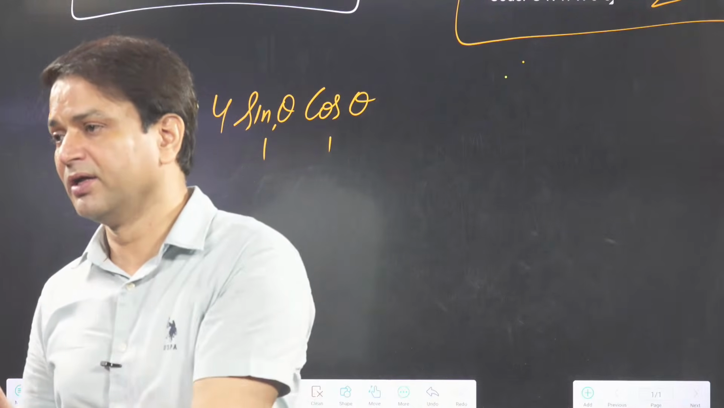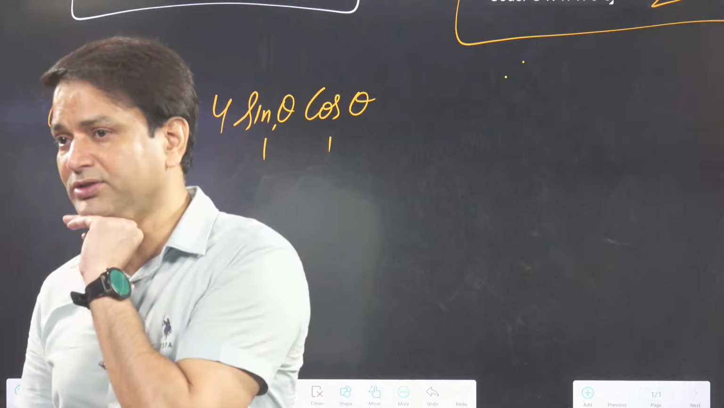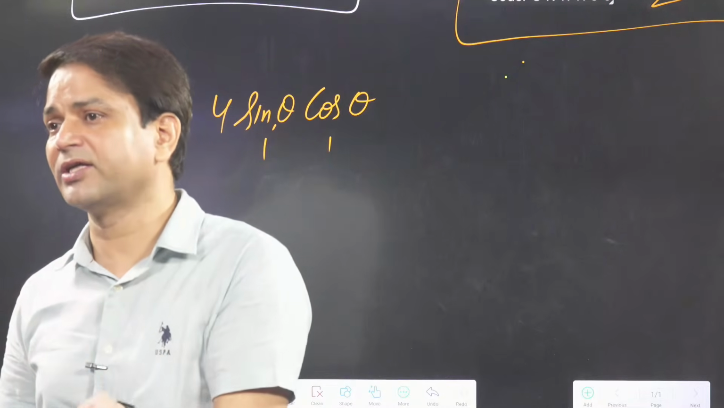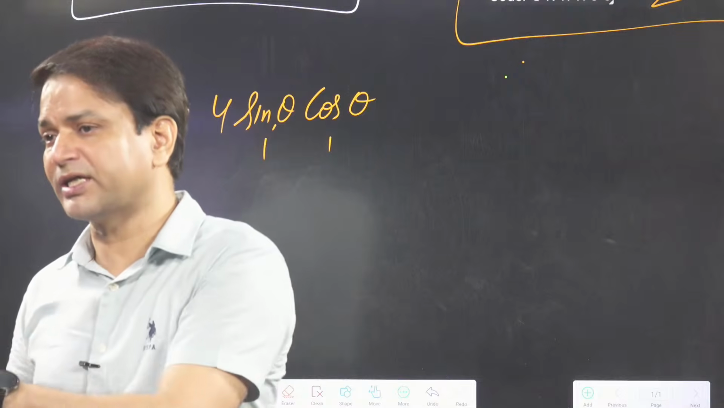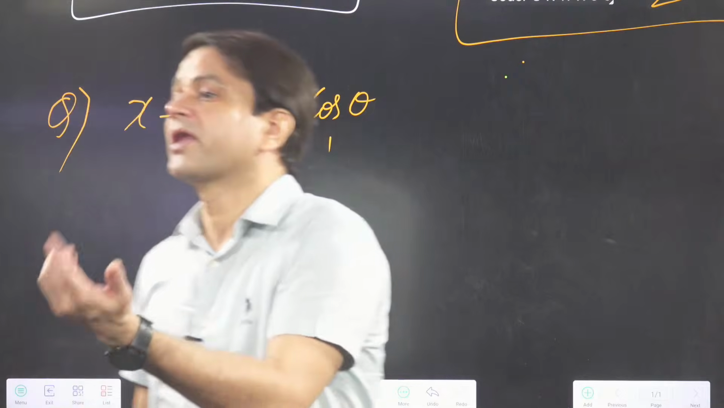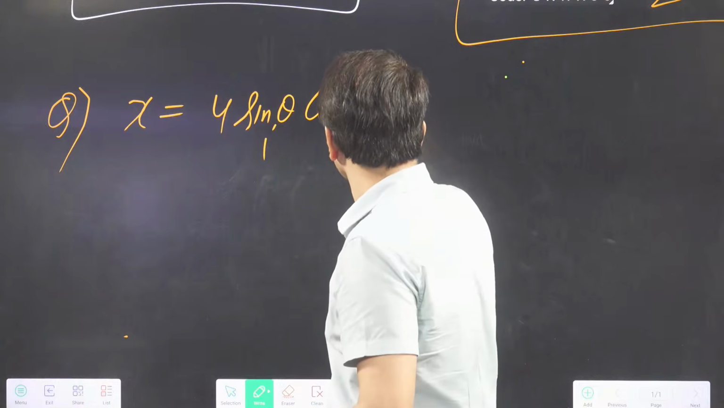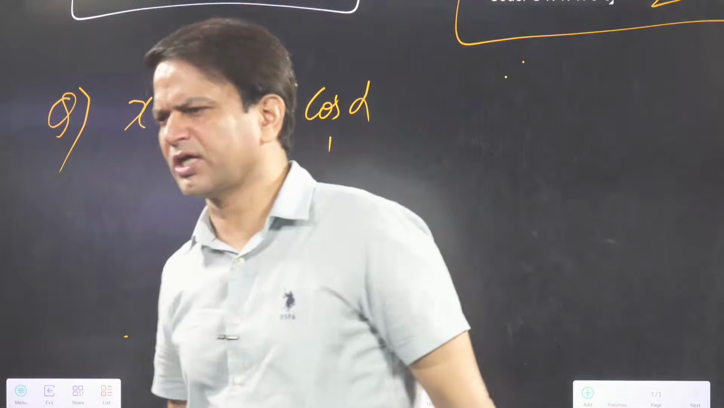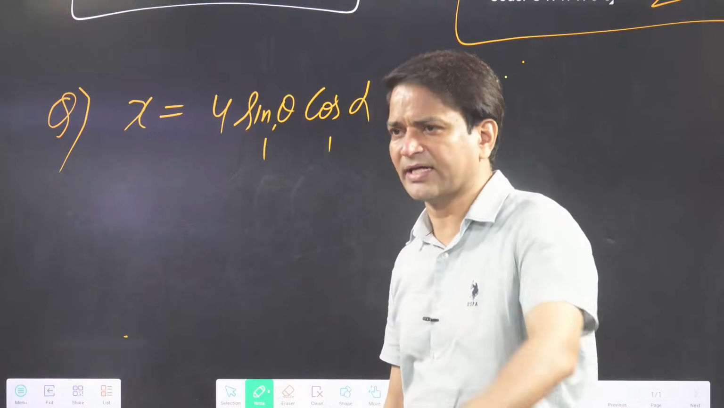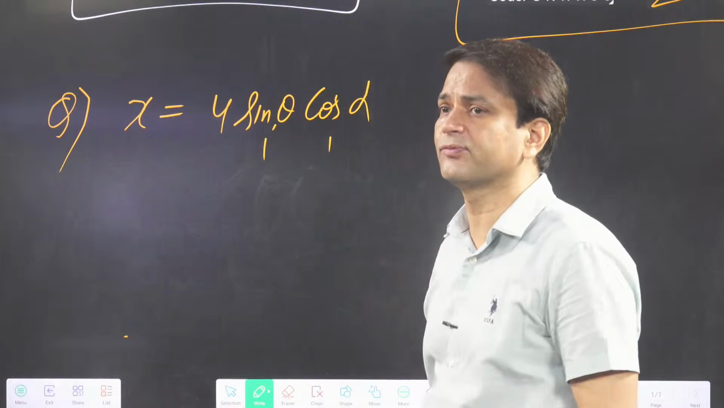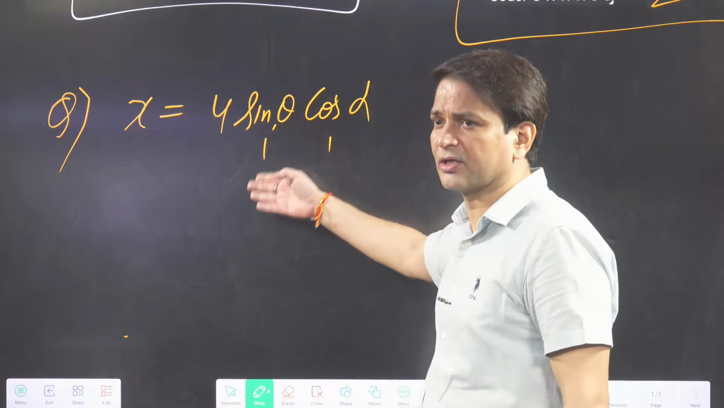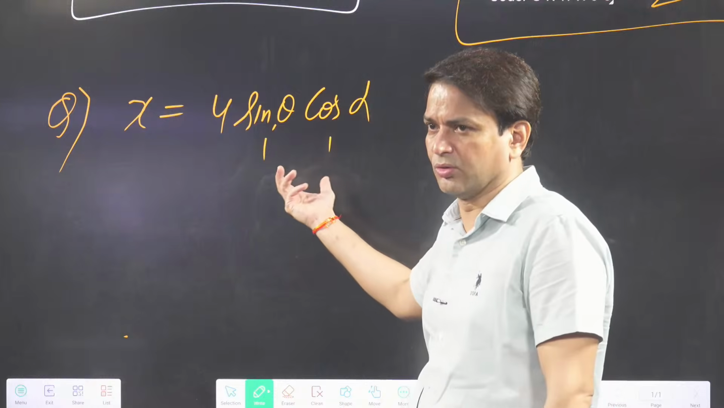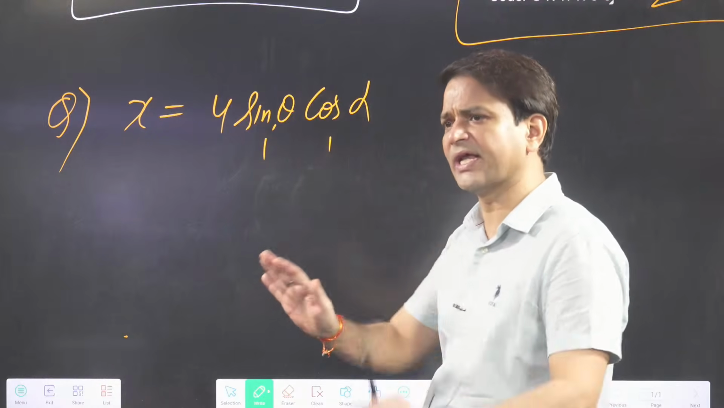Sin 90 is 1, then cos 90 is what? 0. So both will not be 1 together, because if sin theta is 1, cos theta will be 0. If cos theta is 1, sin theta will be 0. If I gave 4 sin theta cos alpha, and I'm asking what is the maximum value of x we can get, then you can say the answer is 4. Why? Sin theta suppose 1, cos alpha suppose 1, means theta is equal to 90, alpha is equal to 0. If theta is 90, alpha is 0, then I can get 4.